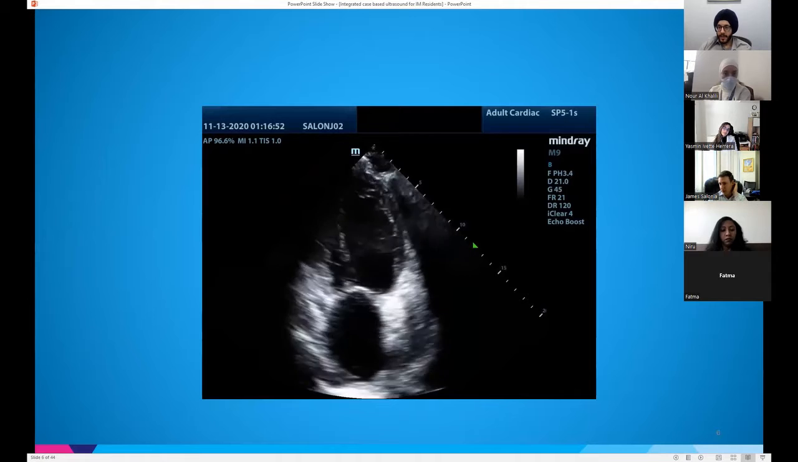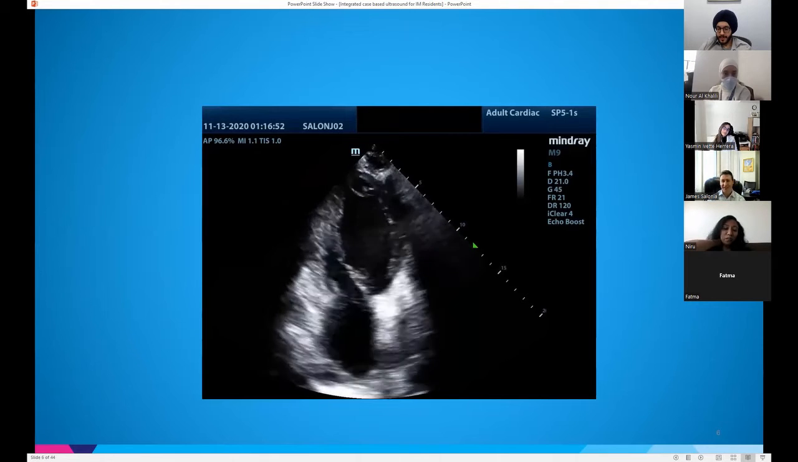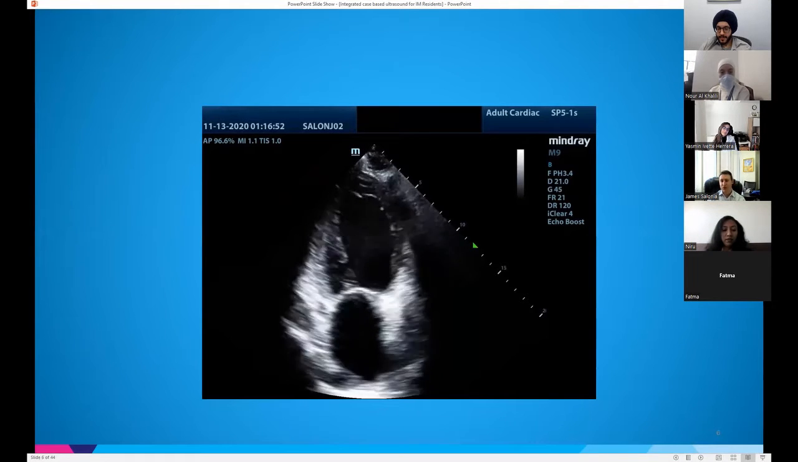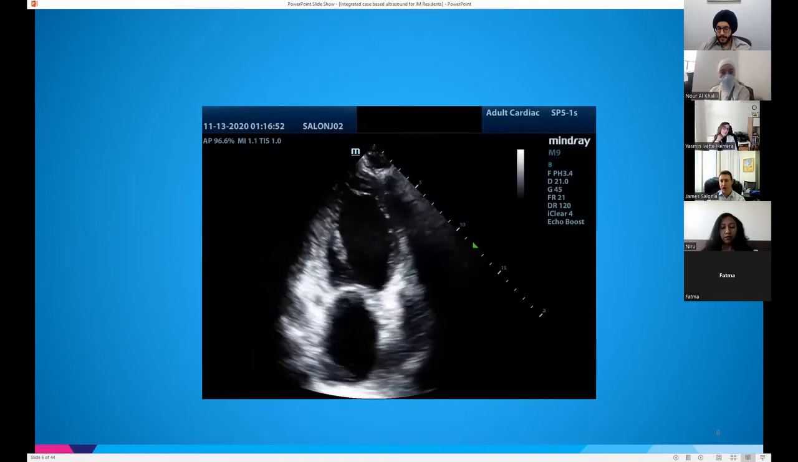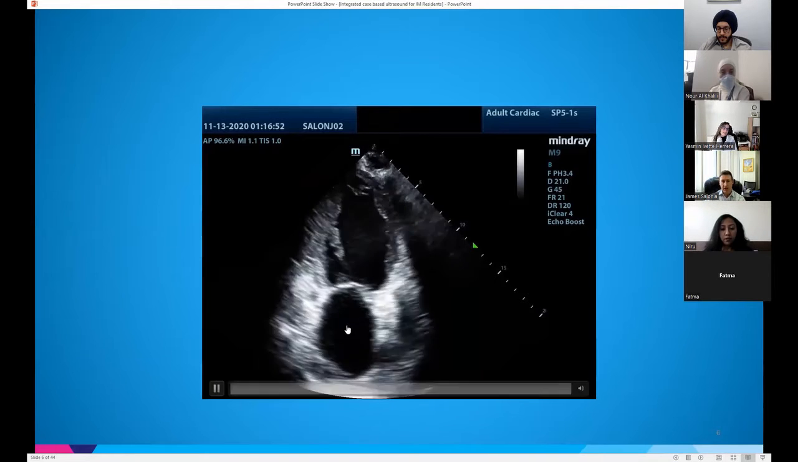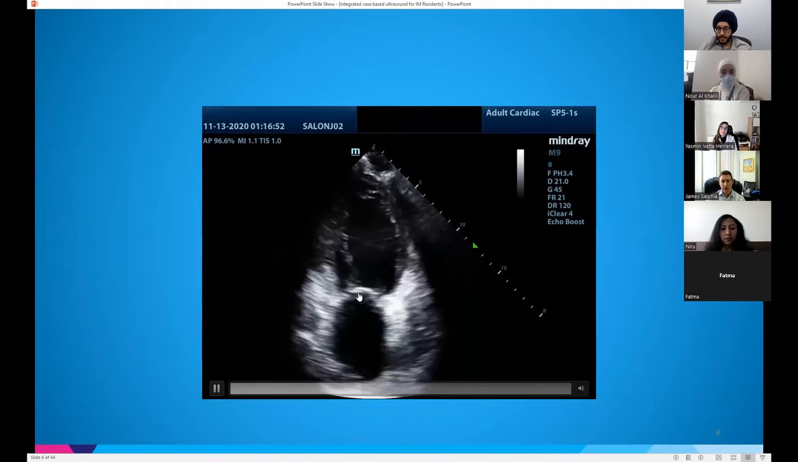I see Nero turning her head and tilting a little bit. It's a two-chamber view. Excellent. So it's an apical two-chamber. You might also hear it as an apical long axis view. This is the left atrium. This is the left ventricle. This is the mitral valve.